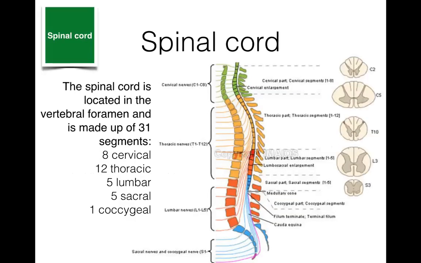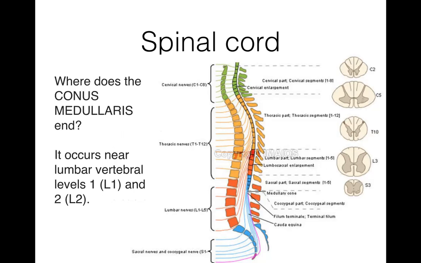Okay, so the next structure that we shall be discussing is the spinal cord. The spinal cord is a long structure located in the vertebral foramen, and it is divided into 31 segments: 8 cervical segments, 12 thoracic segments, 5 lumbar segments, 5 sacral, and 1 coccygeal. We shall be discussing the spinal cord in full detail again soon.